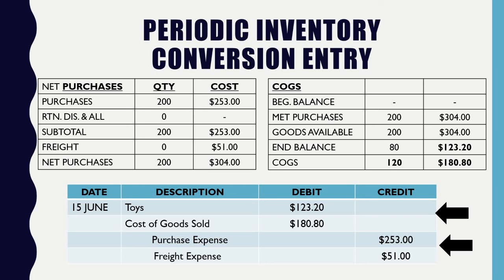All right? Any questions on how to journalize this, or why we are journalizing this? No. Okay? When we dive into our actual worksheet, it will make a lot more sense. So this is what happens at the end of the period, from knowing that I have 80 toys available and I have sold 120.